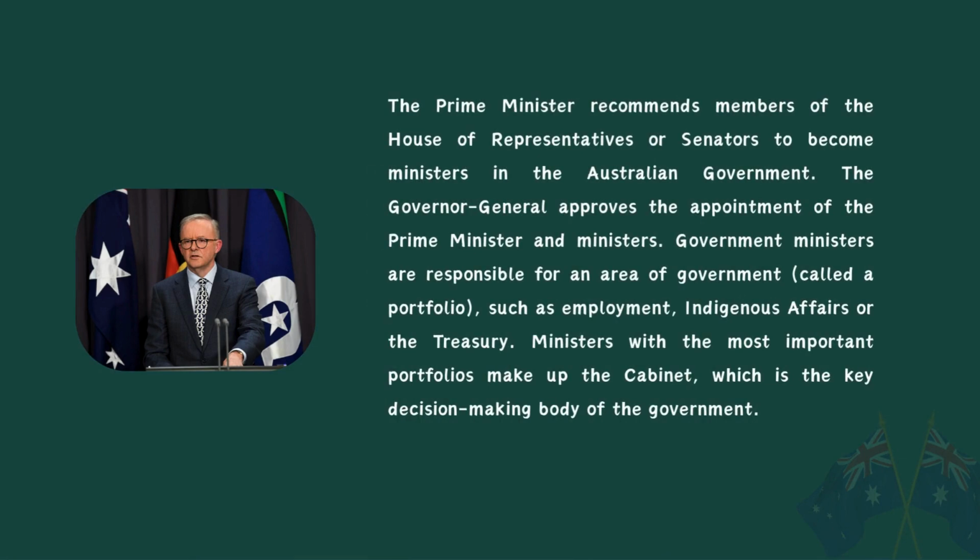The Prime Minister recommends members of the House of Representatives or Senators to become ministers in the Australian government. The Governor-General approves the appointment of the Prime Minister. Ministers with the most important portfolios make up the Cabinet, which is the key decision-making body of the government.